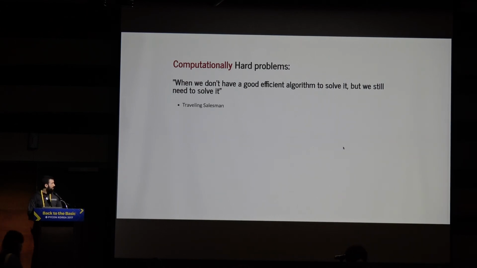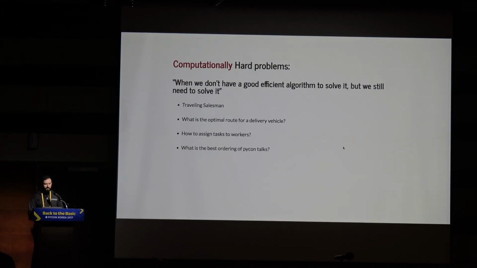For example, the traveling salesman problem is a hard problem that I'm sure a lot of you have heard of. This is the problem where a salesperson has to visit lots of cities and they want to know the best route they should take so that they travel the least amount of distance. There are variants on that problem for delivery vehicles, such as the vehicle routing problem. And then there are other things like how to assign tasks to workers, or even what is the best way to arrange talks at a conference such as this PyCon. And then other things like trying to figure out where you should open up a warehouse.